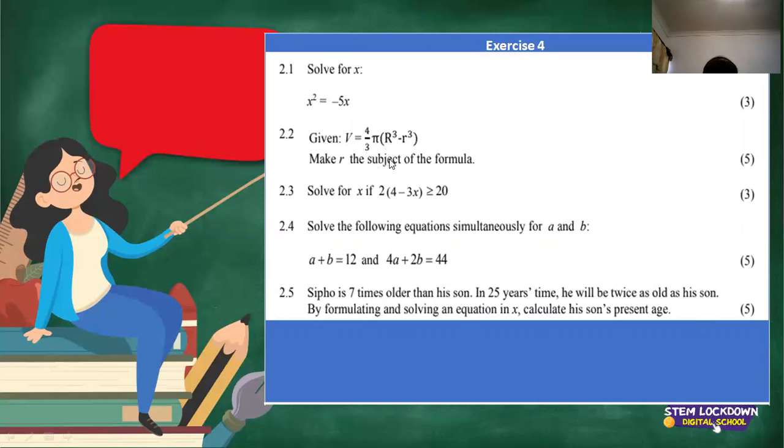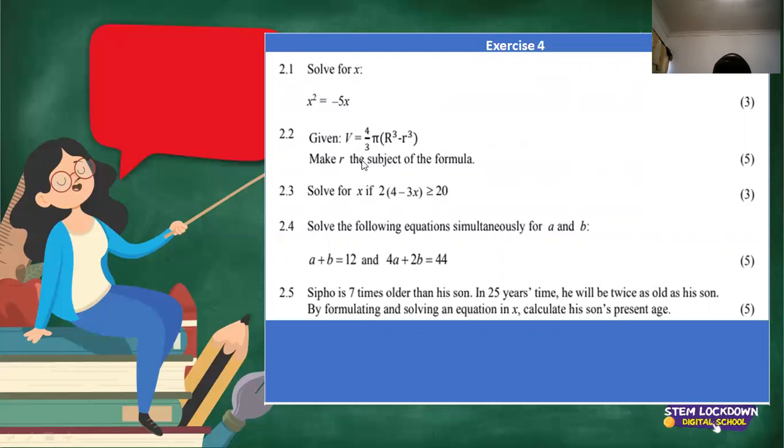How do we go about this? What does it mean to make r the subject of the formula? It means we need to isolate r. We need to make the r stand alone. So how do we do that?